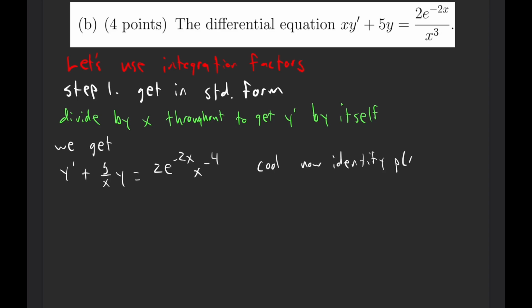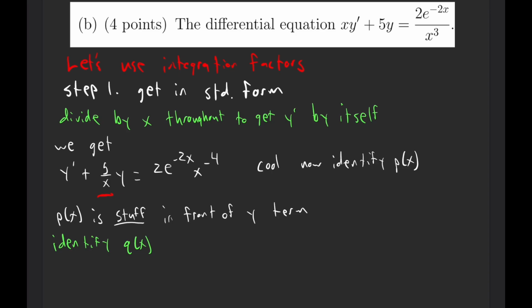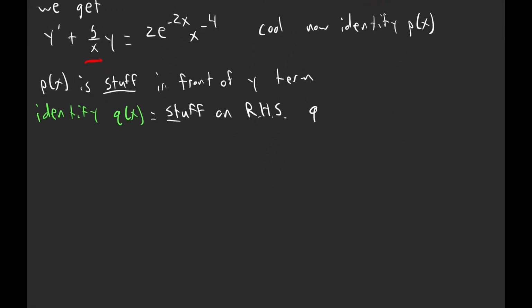First thing we want to identify now is the function p of x, which is all the things in front of y. There's a little bit more theory behind the integration factor method, but I'm just showing you the practical method to solve these kinds of differential equations. So once we identify p of x, we look for q of x, which is all the stuff on the right hand side of the equation. That would be the 2e to the negative 2x, x to the negative fourth.